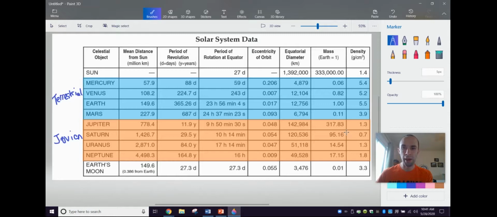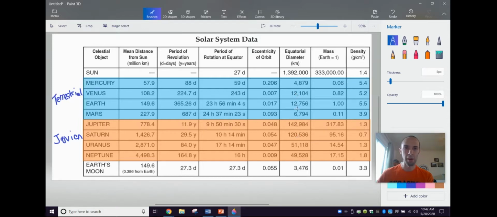Okay. Now, why are they called giants? Well, that's right here in their equatorial diameter. You'll notice that they're much, much bigger. Obviously, Jupiter and Saturn, Jupiter being the biggest, 142,000 kilometers across. And I'm going to show you a picture of a little bit of scale in a second. But again, these are much larger planets. The terrestrial are a lot smaller. Okay, so denser, less dense.